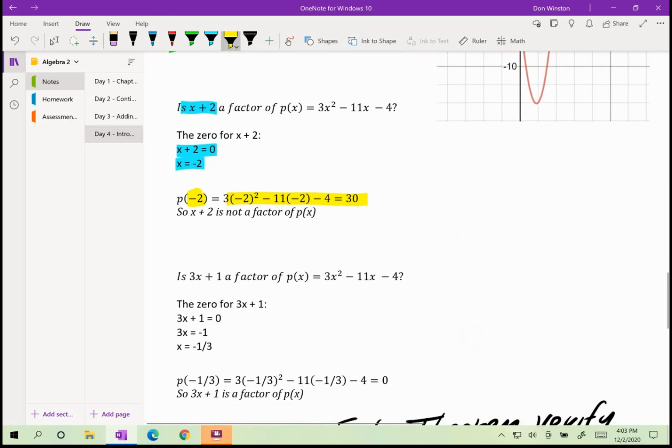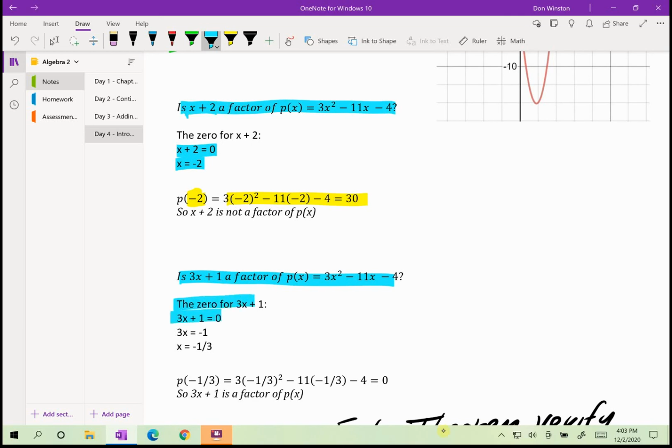And then let's try one more. Is 3x plus 1 a factor of that polynomial? Again, we start with our factor 3x plus 1. We find a 0. 3x plus 1 is equal to 0. 3x equals negative 1. X equals negative 1/3.